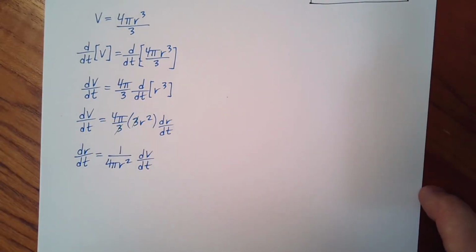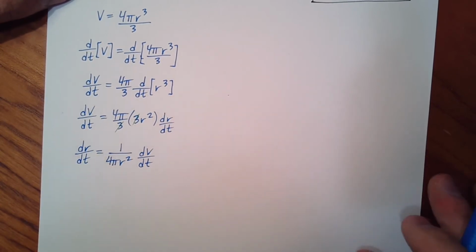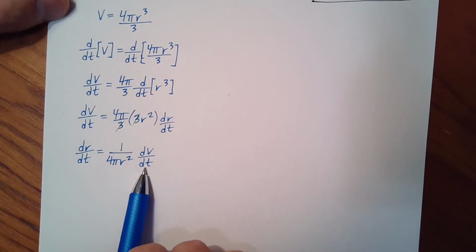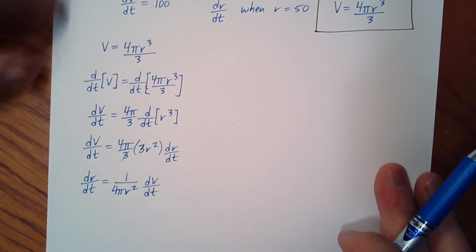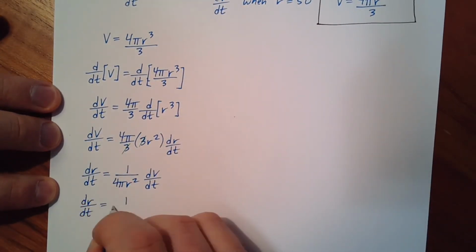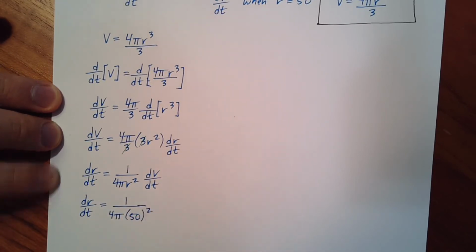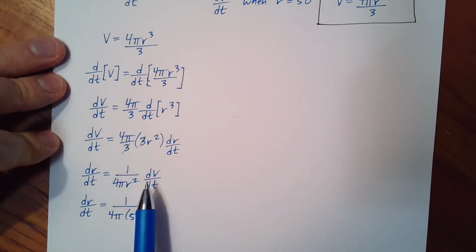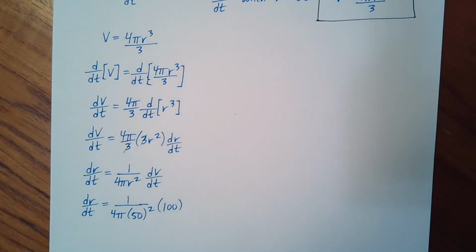That's looking pretty good. Now, just plug in everything you have, right? We've got r equals 50, and we've got dV/dt is equal to 100 at the point in time that we're interested in. So just plug everything in now, and we'll be good to go. So dr/dt is 1 over 4 pi times 50 squared, multiplied by the dV/dt, that was 100, right? So multiplied by 100.